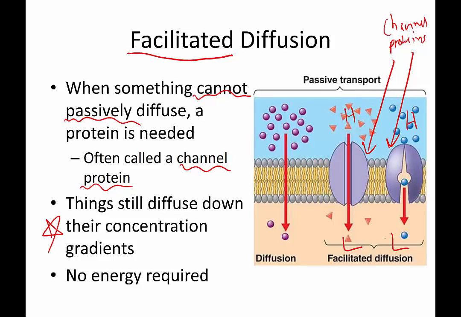So in facilitated diffusion, you still have molecules or solutes traveling from high to low concentration. The major difference here is it requires the use of a protein. And that's because these molecules would not be able to diffuse passively because they're not able to pass through the plasma membrane. It's also important to note here that this requires no energy, so no ATP is used by these channel proteins to move these molecules.